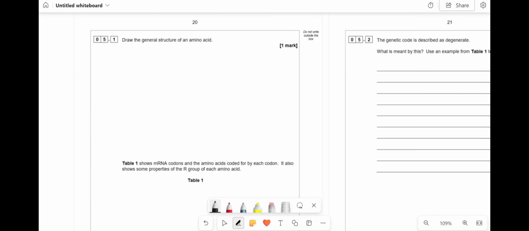So it says, draw the structure of an amino acid. Every single amino acid has an amino group and a carboxylic acid group. So by default, it's going to have COOH, which is the carboxylic acid part, and H2N, which is the amino part. Every single one of them has an H down here, and what separates them is the R group up there. There you go. So table 1 shows mRNA codons of the amino acids made for each codon. It also shows some of the R groups of the amino acids as well, the properties.